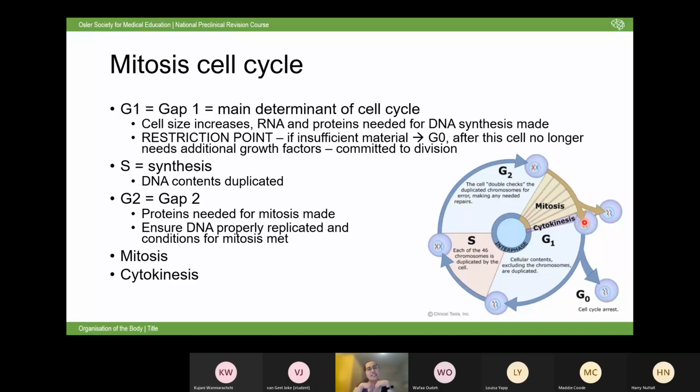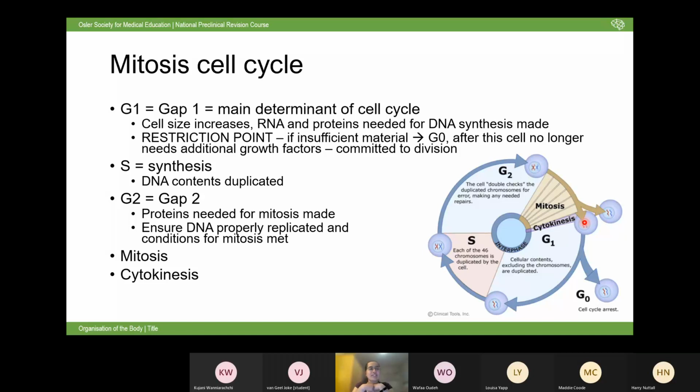And the stages, as you can see, are G1, which is where we essentially gather all the stuff that we need to divide. And this is the restriction point, which means that this is where you commit to division. And if you don't have enough of any of the materials needed to divide, you'll enter senescence or G0. But if you do pass this checkpoint, then you are going to divide.